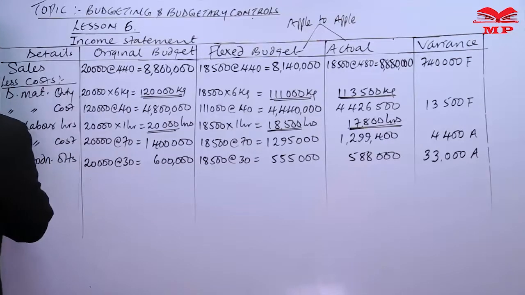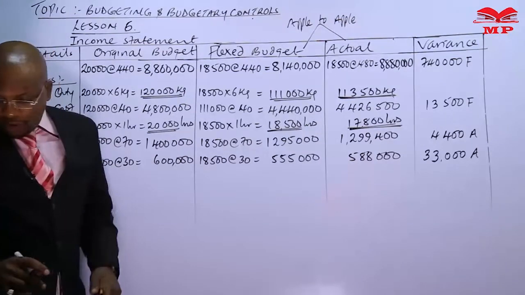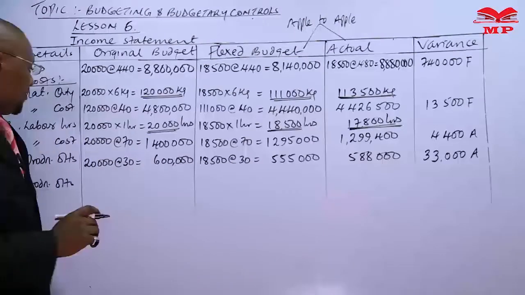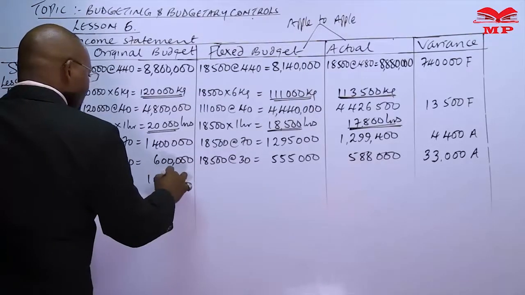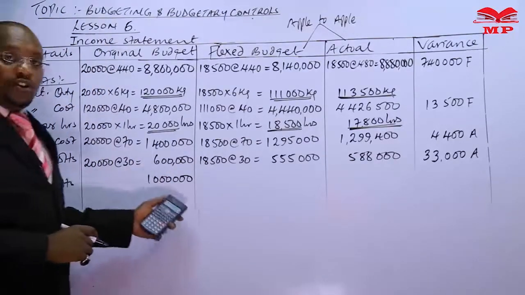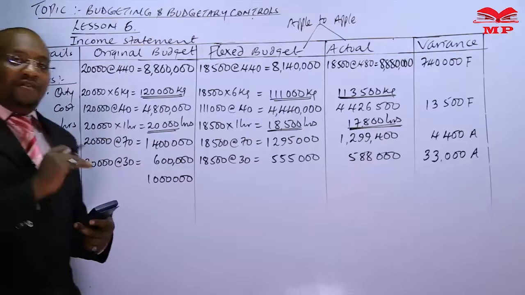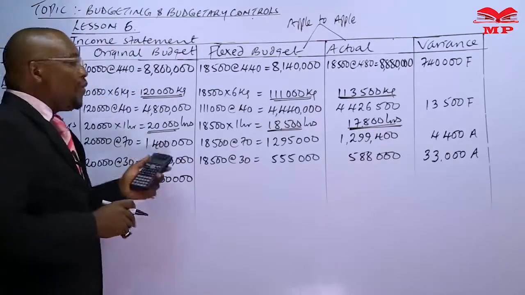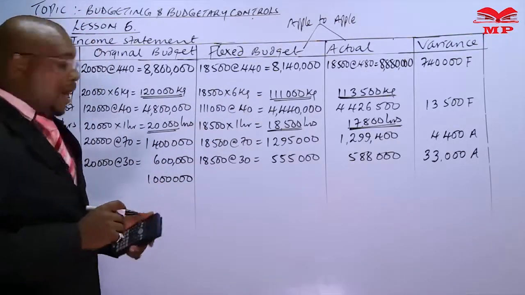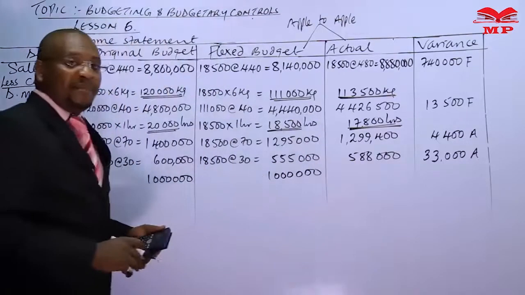Then the last one is the fixed production overheads that you have been given in note number, I think, number 2. Number 2 says that the budgeted fixed production overhead is 1 million. So we have 1 million here. But note something here: when you are talking of a fixed cost, it does not depend on the volume. Whether the volume is higher or lower, the fixed cost is 1 million. Even if we were to budget for 18,500 units, the fixed cost would still have been 1 million. We don't flex fixed cost, it remains the same.